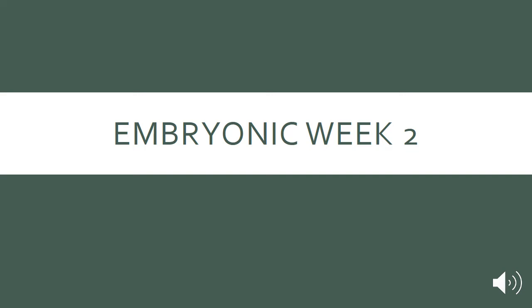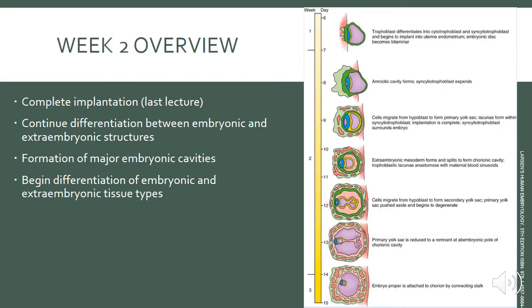Now we're going to begin to talk about week 2. And in week 2 of embryonic development, we complete the tail end of implantation, but we also continue to see differentiation between the embryonic structures and the extra-embryonic structures like the placenta. The embryo itself will start to form some of the major body cavities, and we begin to see differentiation of different tissue types within both the embryo and the extra-embryonic structures.